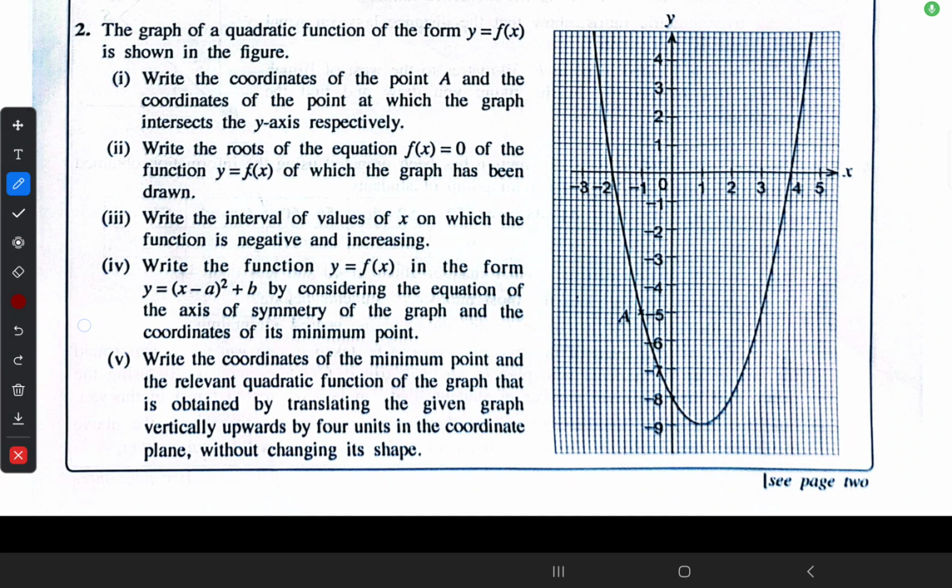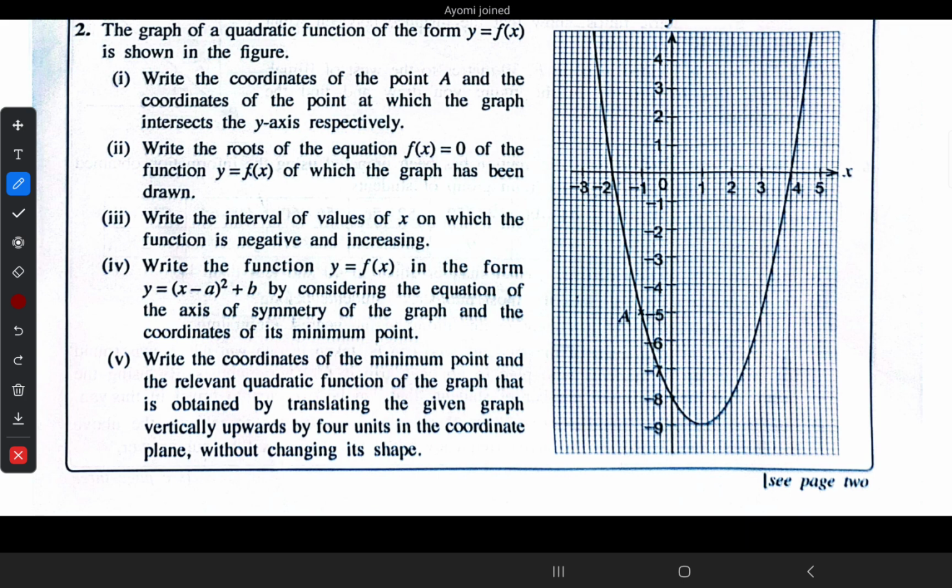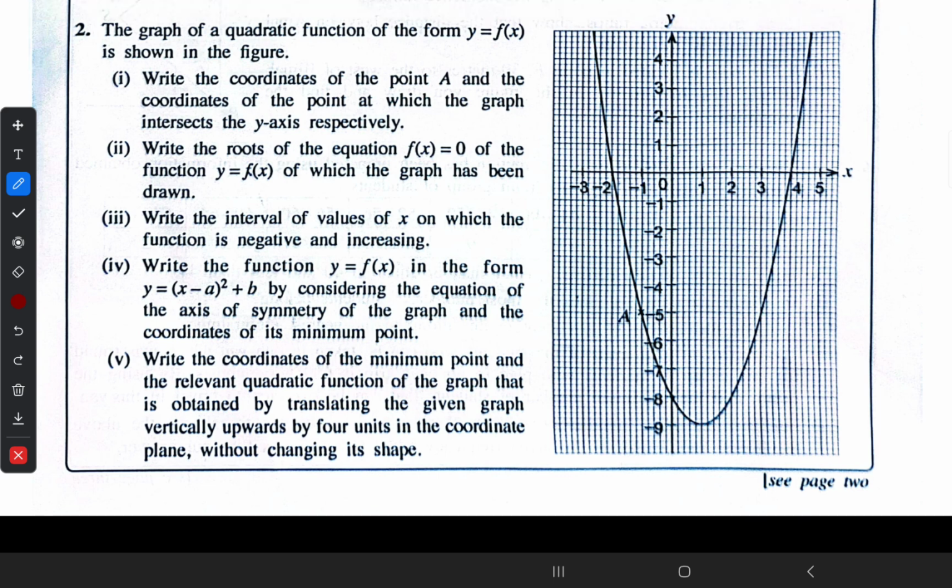2024 paper. Okay, let's see. The graph of the quadratic function y equals f(x) is shown in the figure. That means y equals some x squared minus 4x plus 1. We don't know what the equation is, but we know that the equation consists of x values.